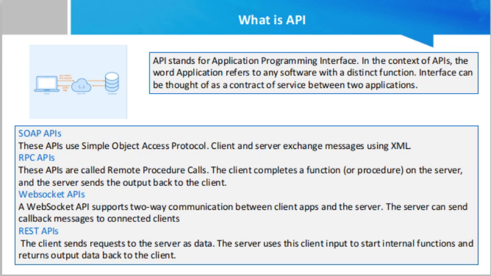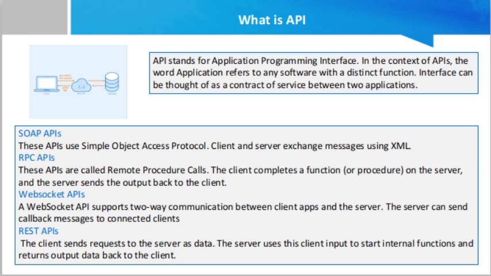Next is the WebSocket API. WebSocket API is another modern web API development that uses JSON objects to pass data. A WebSocket API supports two-way communication between the client app and the server. The server can send callback messages to connected clients, making it more efficient than REST API.